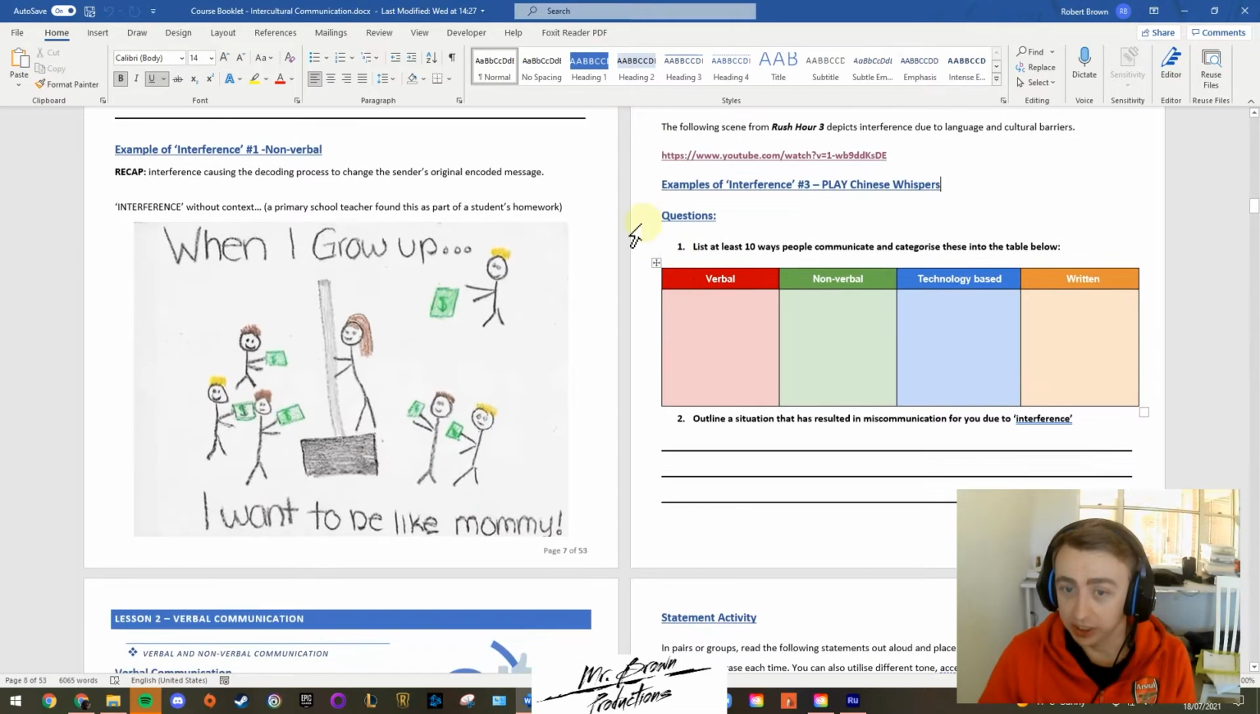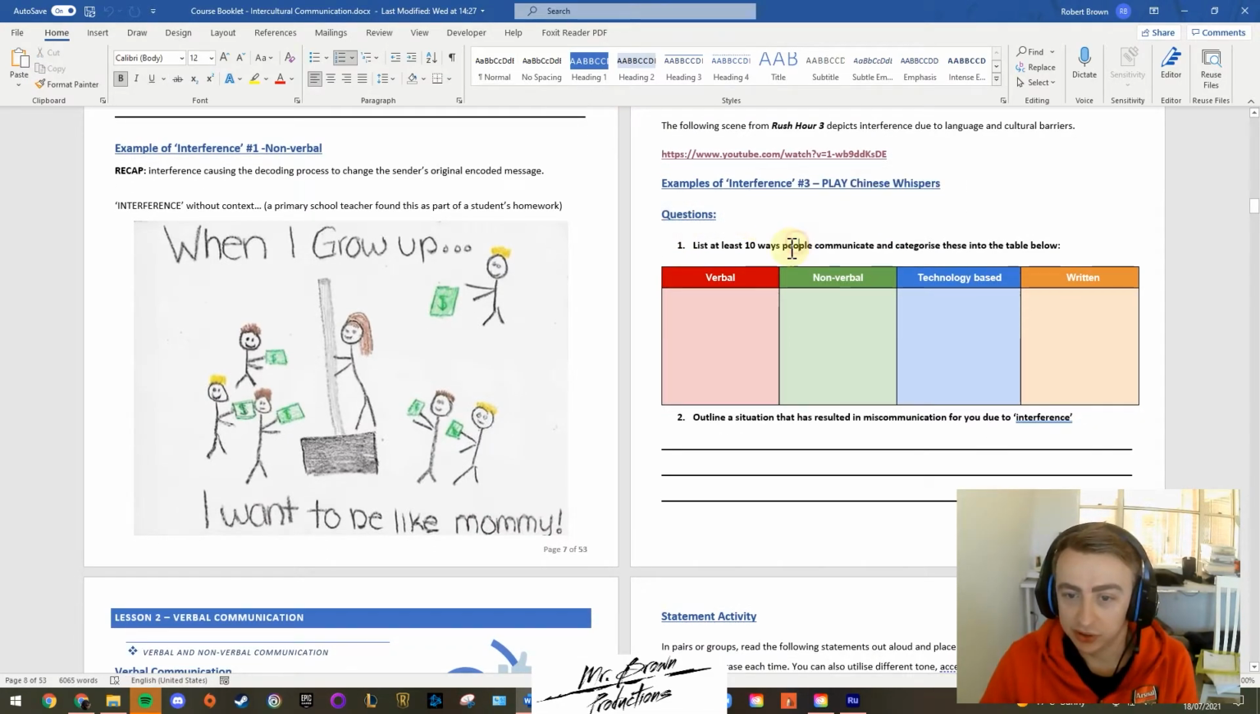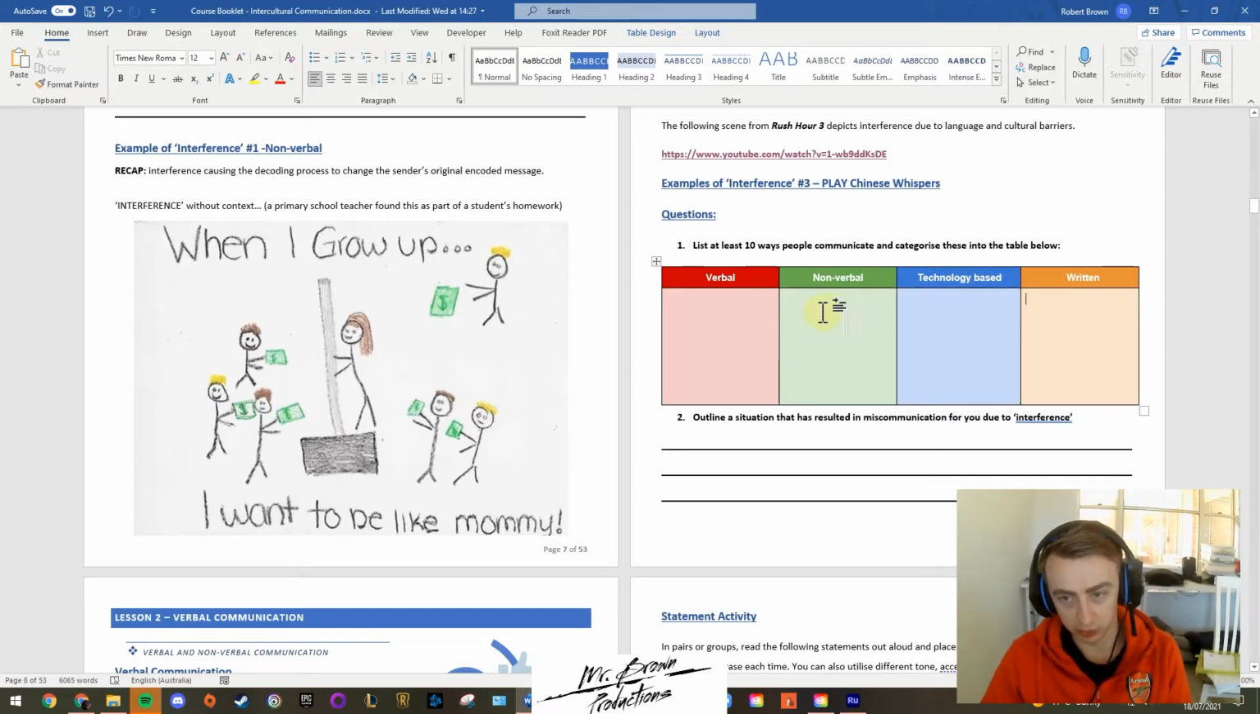What I'd like you to do then, moving on here for these questions, is I want you to list at least 10 ways, at least 10, so you can do more, but at least 10 ways that people communicate with each other, and I want you to categorize these under different types in the table below. So for example, speaking would be verbal, something non-verbal might be gestures, something technology-based might be texting, something written might be a letter. So what I want you to do is list at least 10 ways.